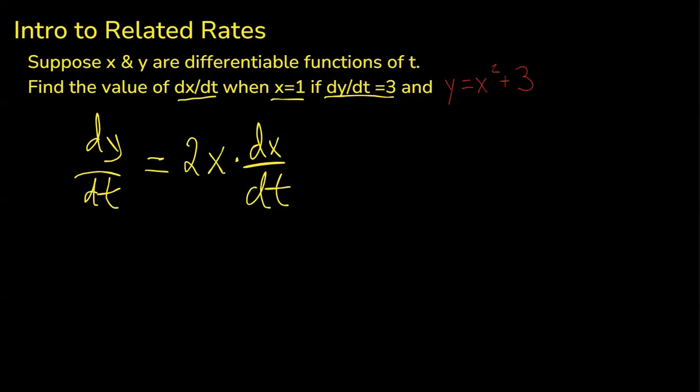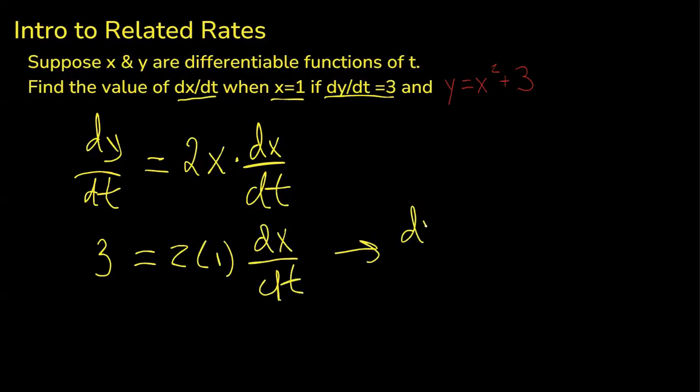If we want to find what dx dt is when x is 1 and dy dt is 3, you could either solve the equation for dx dt first and then plug the values in, or plug the values in and solve for dx dt. I often will plug the values in first because that simplifies a lot of things. So for example, dy dt is going to be 3 and x is going to be 1. So dx dt is just going to be 3/2.